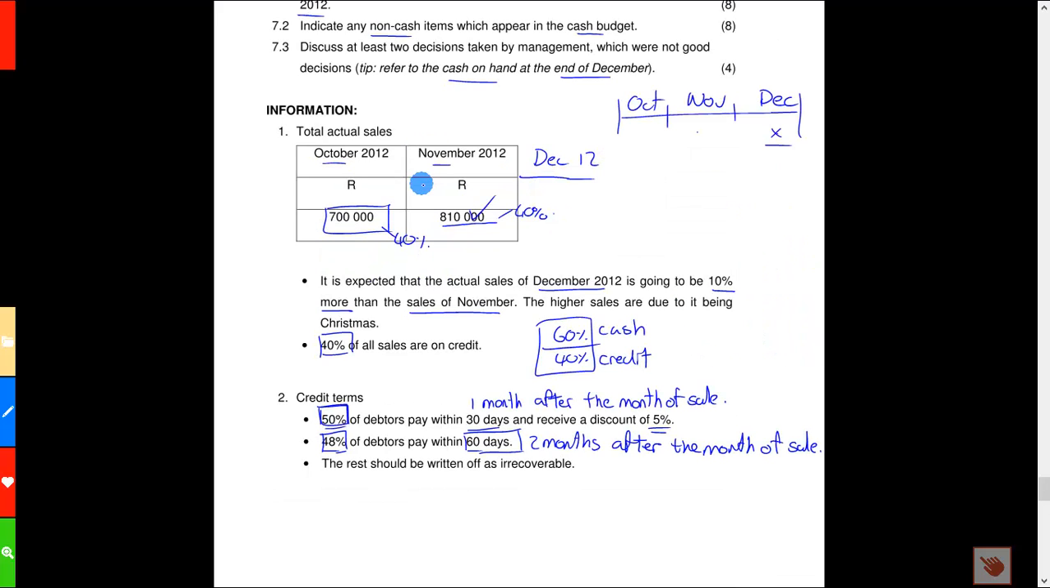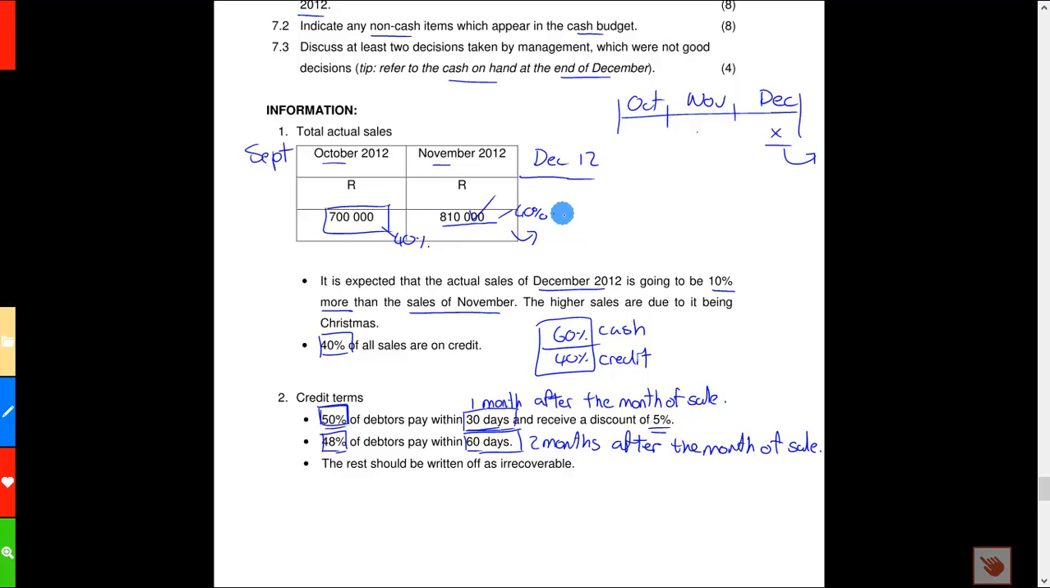We can then check if that is all the money we will receive from our debtors. We're not given any information about September. We're also not told anything about any months more than 2 months before the collection month. So all we know is that the rest should be written off, so we won't collect that in any case. And we also know that the December sales would most probably only be collected in January, so we're not going to do anything with the December sales. So this information about the December sales being 10% more than the November sales is really not relevant for us.